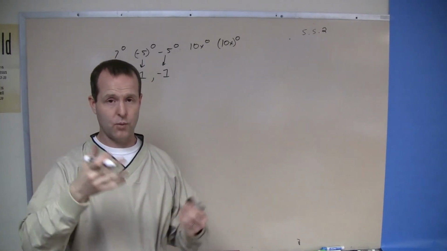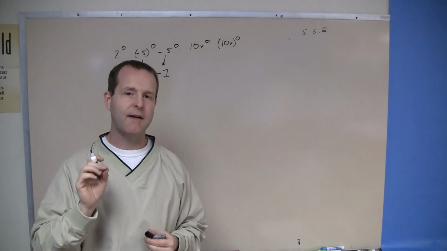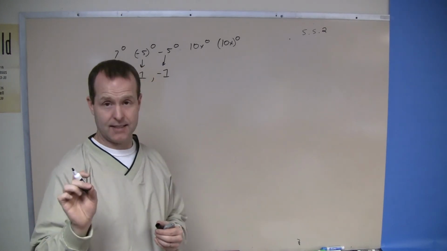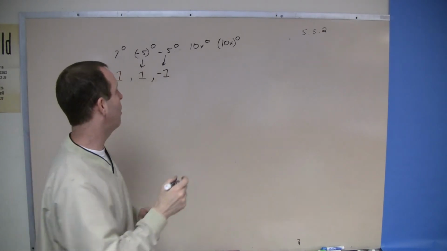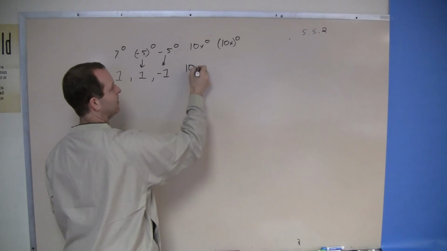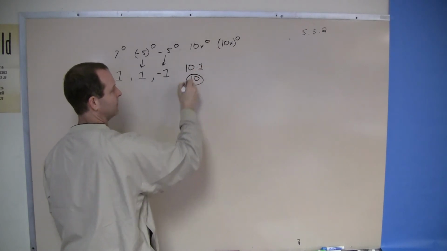The next problem I have is 10x to the 0. What do you think the result of that is going to be? Well, if you were able to identify that the base was only the x, then you know it's going to result in 10 times the 1. 10 times x to the 0, which is a 1, or just a 10.